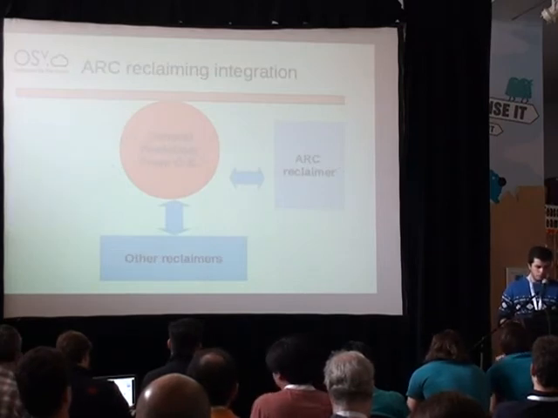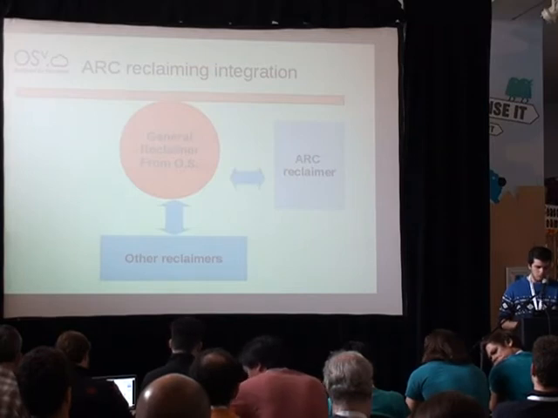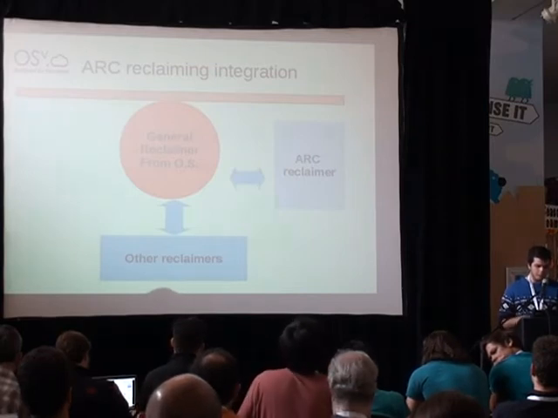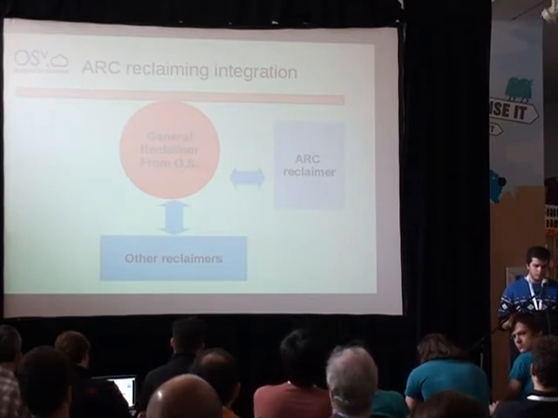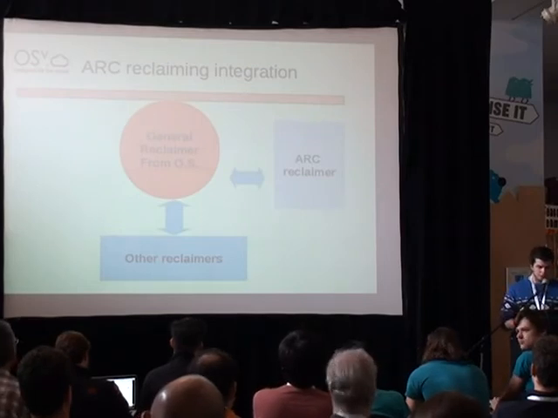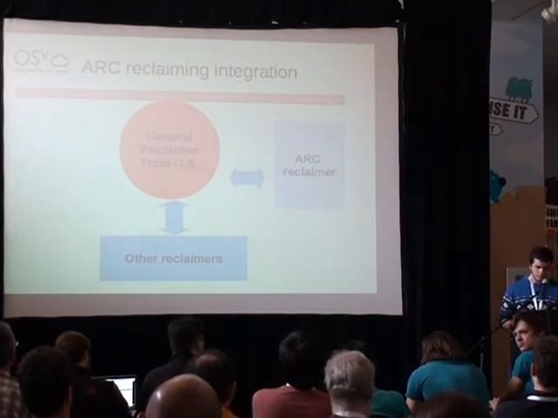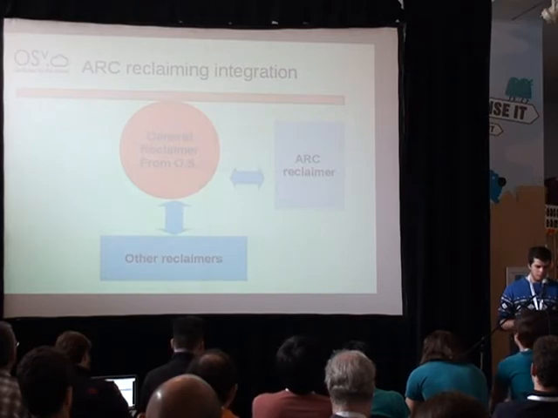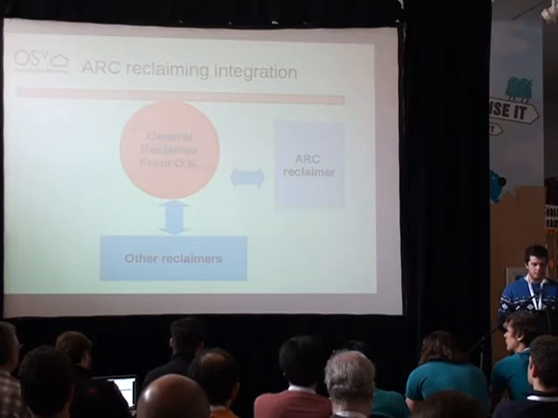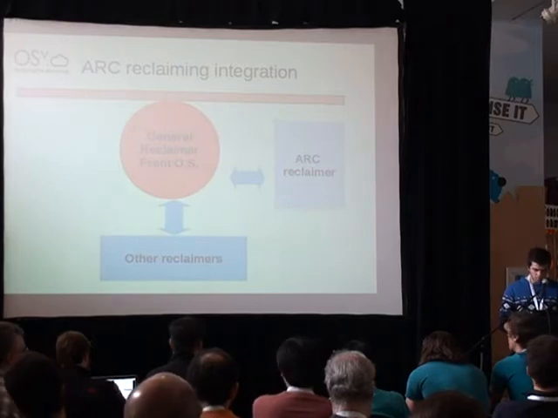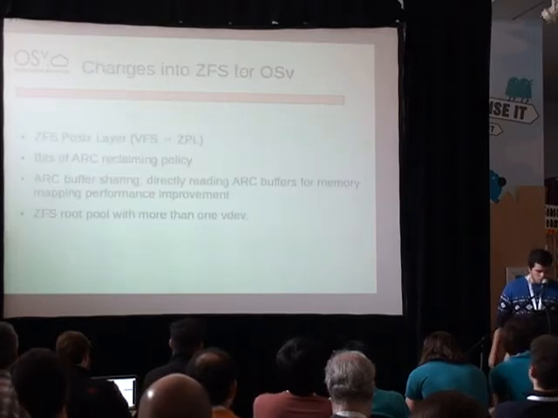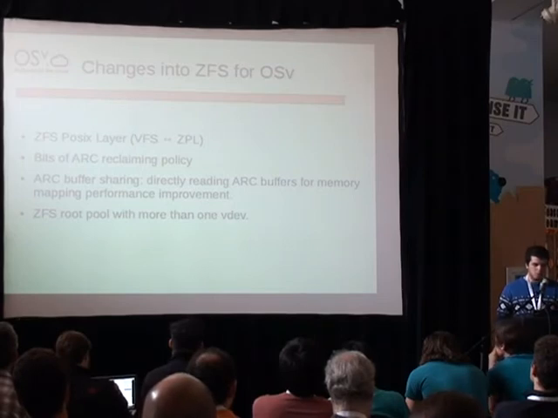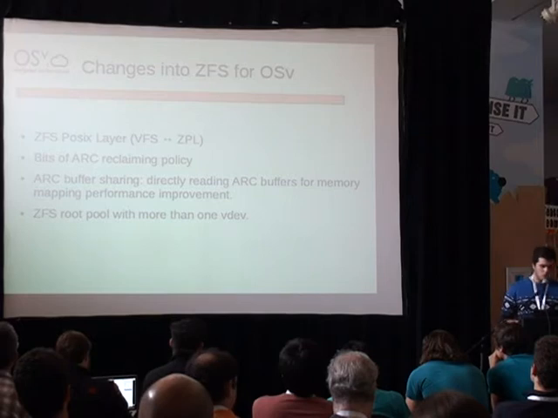So the orange figure, you can see that there is the general reclaimer from the OS, which is the infrastructure itself. And you can see on the right side of the slide that is the ARC reclaimer, and right below the other reclaims that I also said. So that's the change we have done within our ZFS version, the ZFS POSIX Layer.